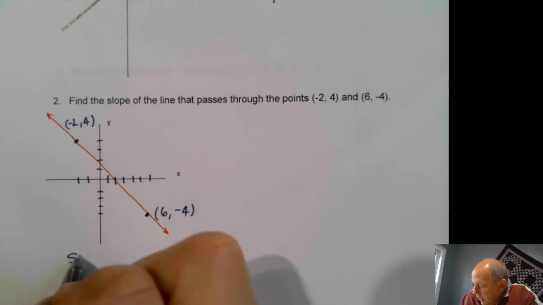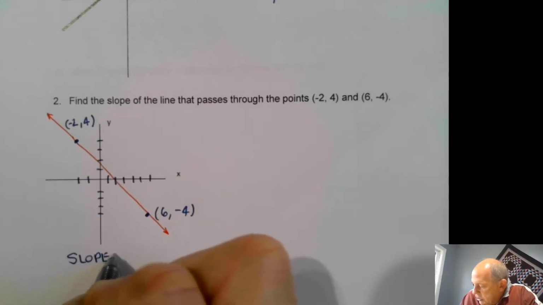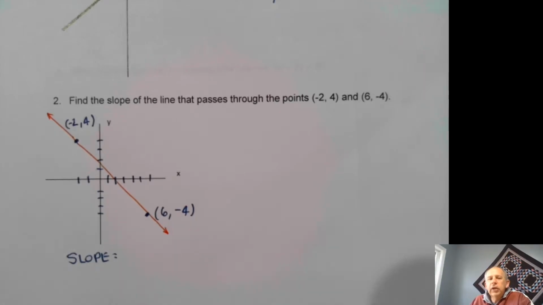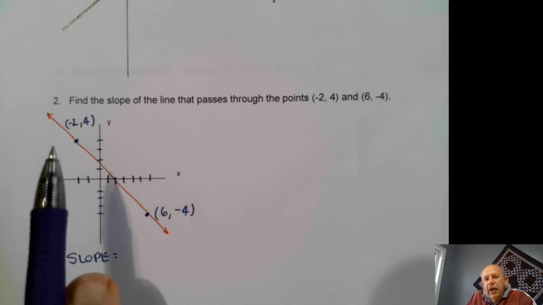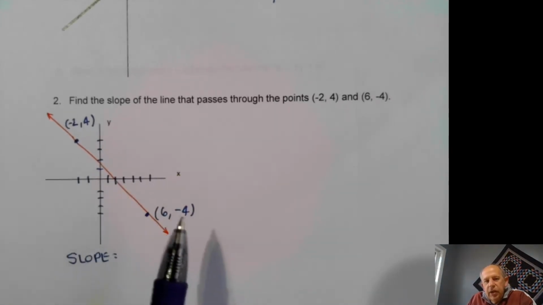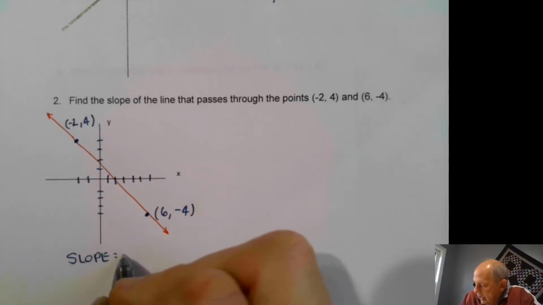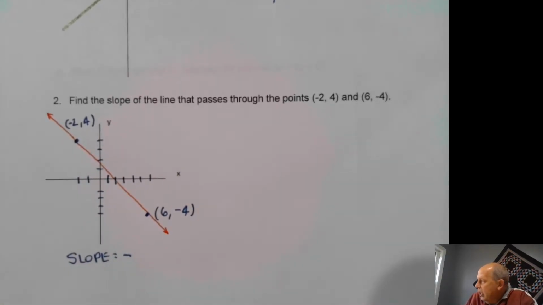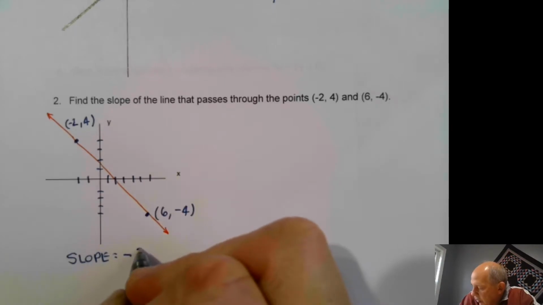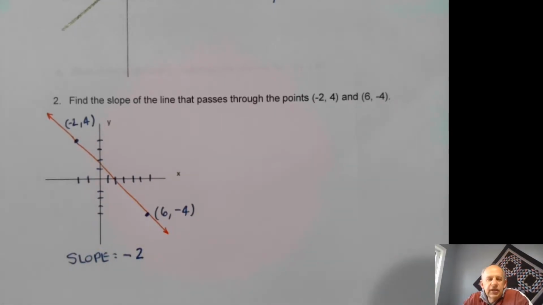So let me give myself an estimate of what my slope is going to be just by looking at the picture. This line is going down from left to right, so it's going to be a negative slope. It's not all that steep, but it's not all that flat either. I'm just going to estimate it at negative 2 and then take a look at the formula to see how good my estimate was.